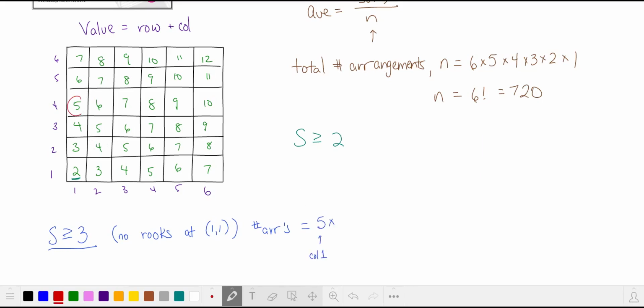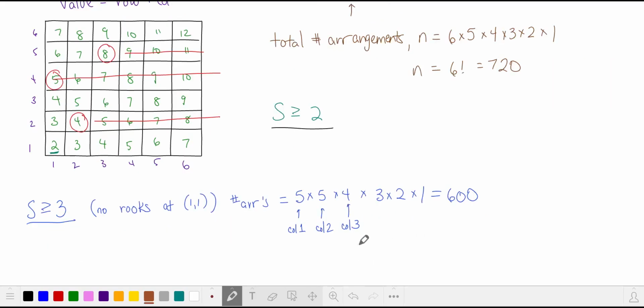Without loss of generality, let's say we place a rook here in row 4 with a value of 5. In column 2, we can place a rook anywhere except in row 4. This gives us 5 choices for column 2. Let's say we place a rook here in row 2. Placing a rook now in column 3, we have 1, 2, 3, 4 choices, which leaves 3 choices to place a rook here in column 4, and so on. This gives us 600 possible arrangements of rooks that will yield a score greater than or equal to 3.